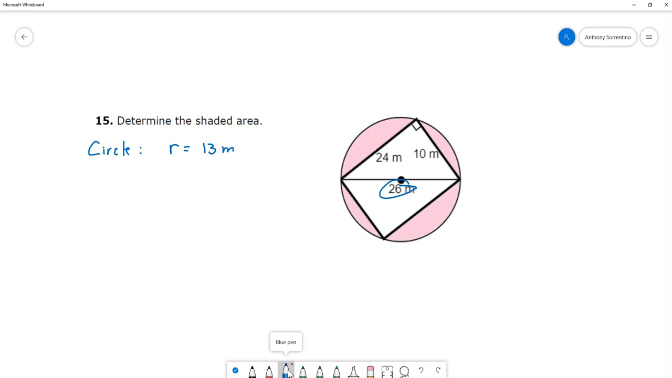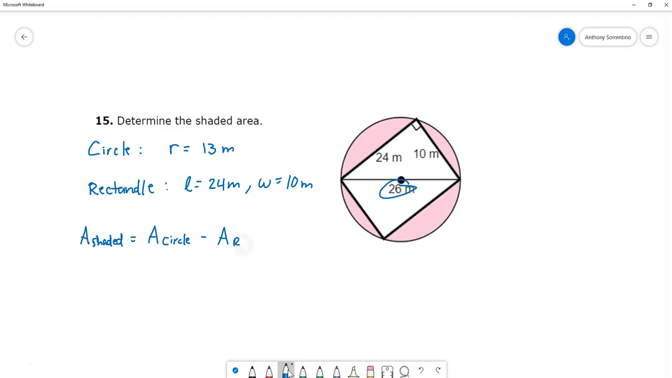I also have a rectangle where I have the length being 24 meters and the width being 10 meters. And therefore the area of the shaded region, as I mentioned when we started this off, is going to be the area of the circle minus the area of the rectangle.